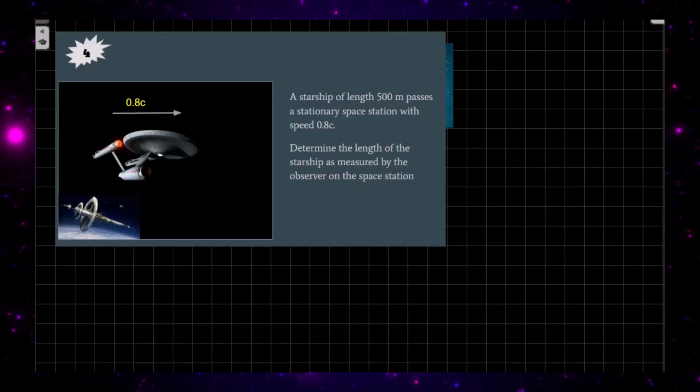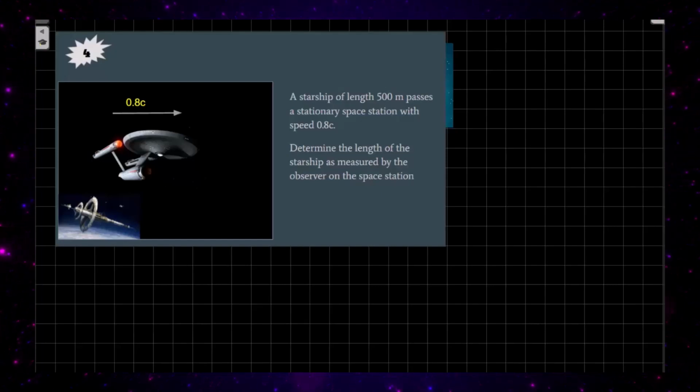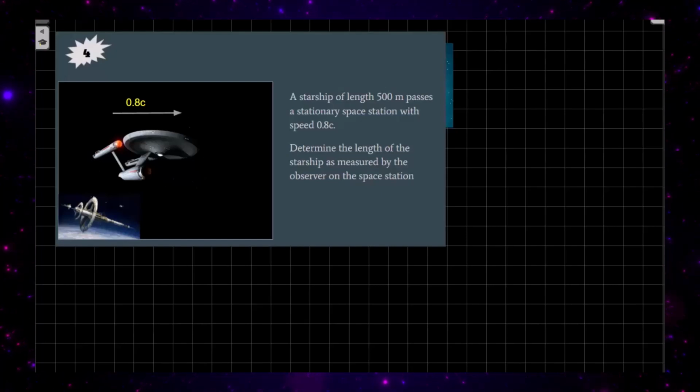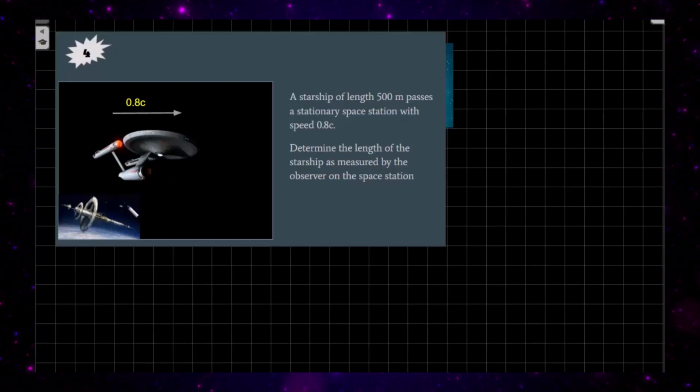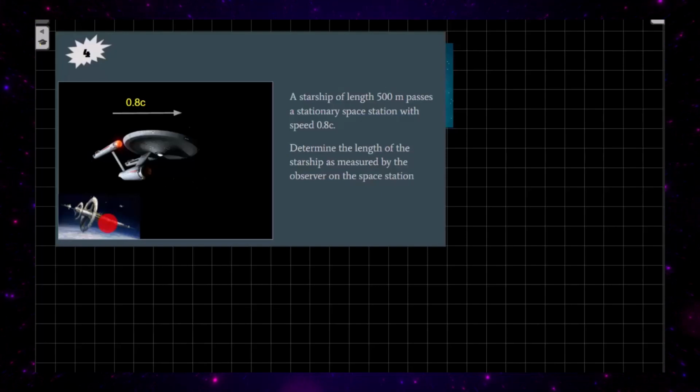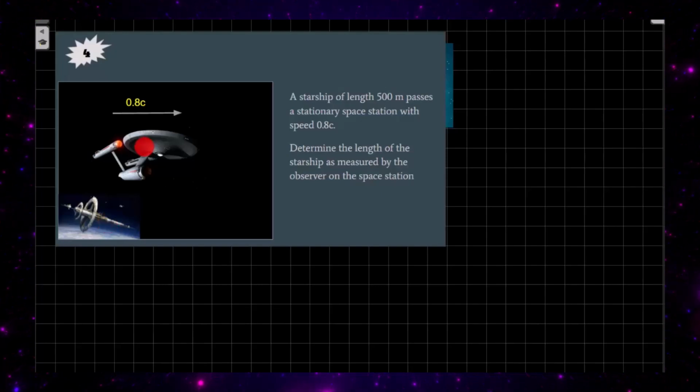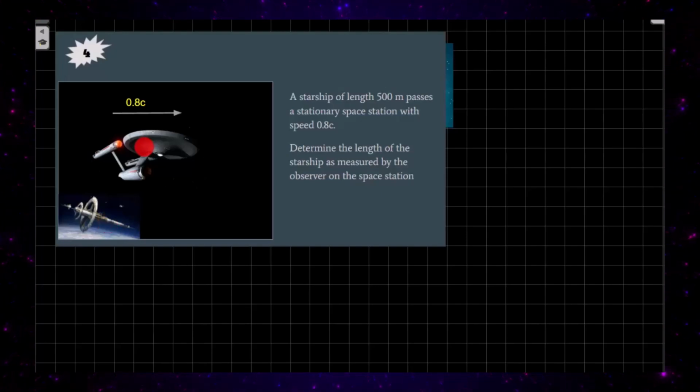In this question, you're asked to use your knowledge of the special theory of relativity to determine the length of a moving spaceship as it passes by your stationary space station. The spaceship is moving at 0.8 c, and that is 8/10 the speed of light.